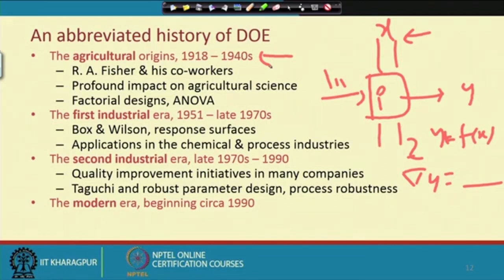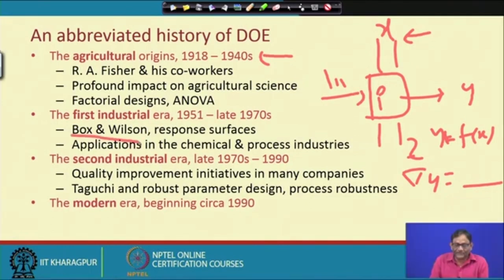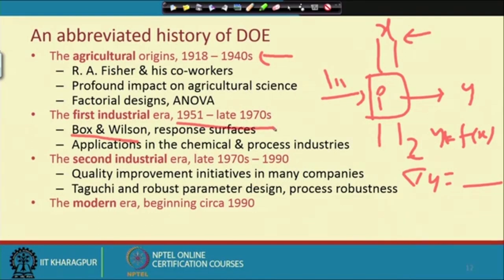After that, the other pioneers are Box and Wilson. In the period from 1951 to the late 70s they worked a lot, and the work was translated from the agricultural region to the industrial sector. But primarily chemical and process industries benefited heavily from designed experiments and analysis of experimental results. One of Box and Wilson's theoretical contributions is the response surface, which we will come to know in some of the lectures. You will also know factorial design, and analysis of variance and how to do different kinds of analysis of variance will also be known to you.